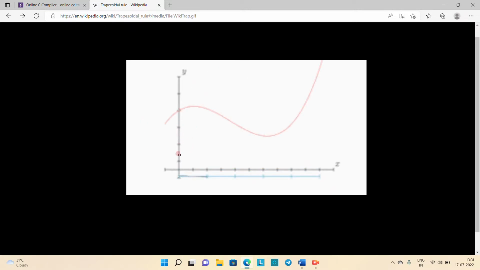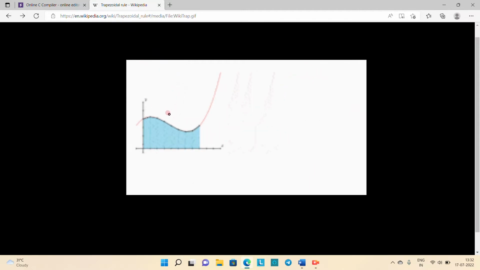So how can we find that? These are formulas, so we will not focus on that. We cannot do the integration over the whole limit at once, so we will break this whole area into some subparts, like 2, 3, 4, 5 subparts. How many subparts depends totally on you. The more parts you take, the more accurate your answer will be.